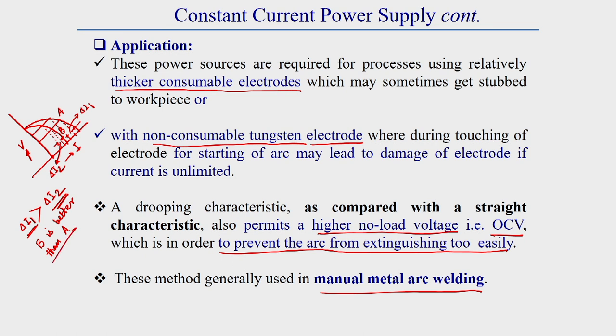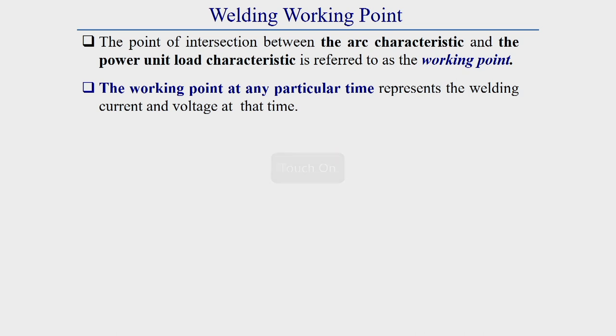Why is it better? Because in case of B, by changing the same voltage, we get less change of current. This constant current power supply is widely used in the manual metal arc welding process. Now, I have already told you about the working point.